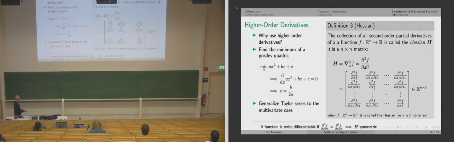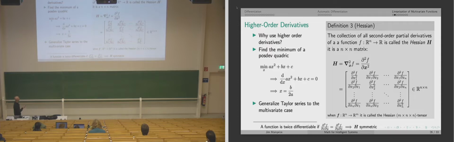When we're talking about the Hessian matrix, it's only defined for a function from a vector to a scalar, just like the gradient is only defined for a function from an input vector to a scalar. In the higher dimensional case, the Hessian is actually a Hessian tensor, and we're not going to talk so much about this case.